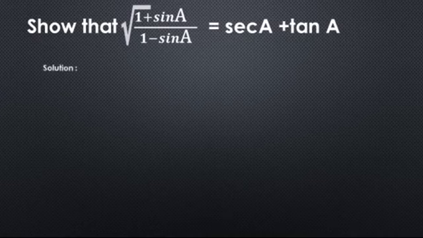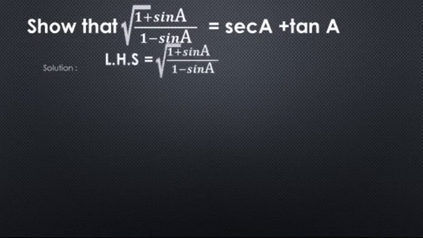Solution. In this problem, root of (1 plus sin A by 1 minus sin A) is LHS and secant A plus tan A is RHS. So, let's take LHS is equal to root of (1 plus sin A by 1 minus sin A).